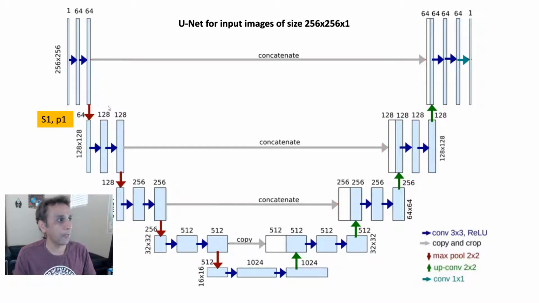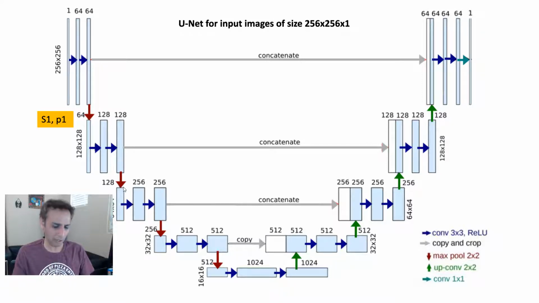Okay, now let's think about it. What gets concatenated is S1 from this layer to that layer. What gets passed on to the next layer, next level, is P1, because after max pool comes this block, and the same thing repeats. You have a convolution, and then the output of this convolution block, let's call this block the convolution block, is the one that gets concatenated with this other convolution block as part of the decoder. But the output of the max pooling is what goes to the next level.